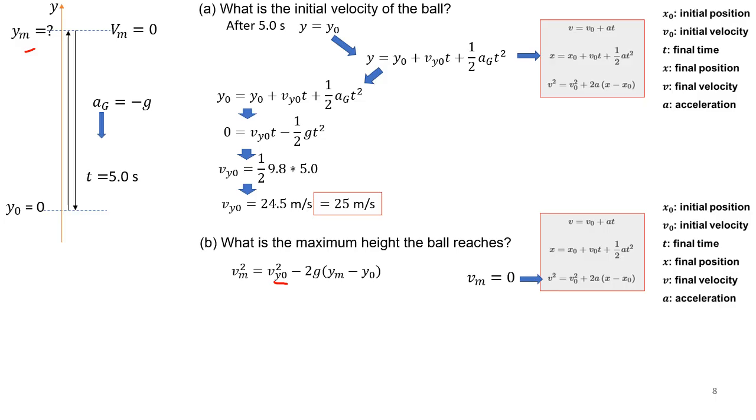Now substituting the values: final velocity is 0, initial position is 0, g is 9.8 meter per second square. The minus sign is already present there. So we substitute the values in this equation and we can calculate ym, which turns out to be 30.6 meters. So this is the maximum height.